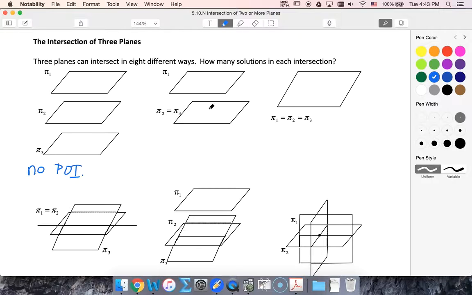In this situation, we have 2 planes that are coincident, 1 plane that is parallel but distinct, and in this scenario, all 3 planes share no points of intersection. In this situation, all 3 planes are coincident, and in this scenario, we have infinite points of intersection.